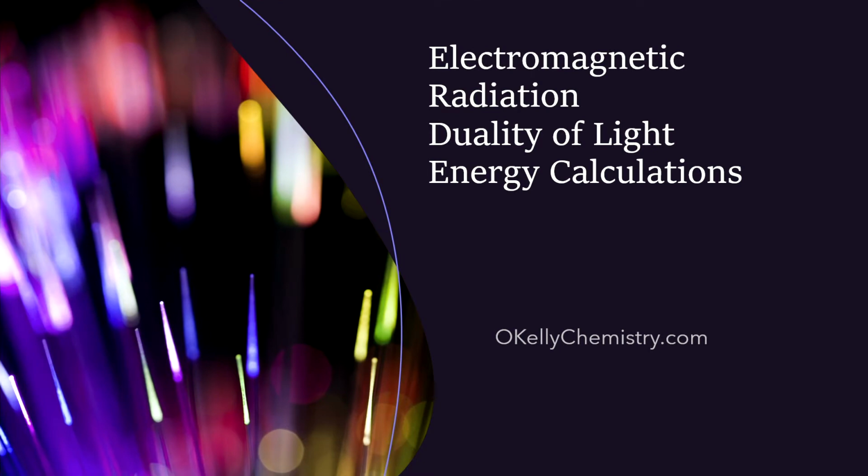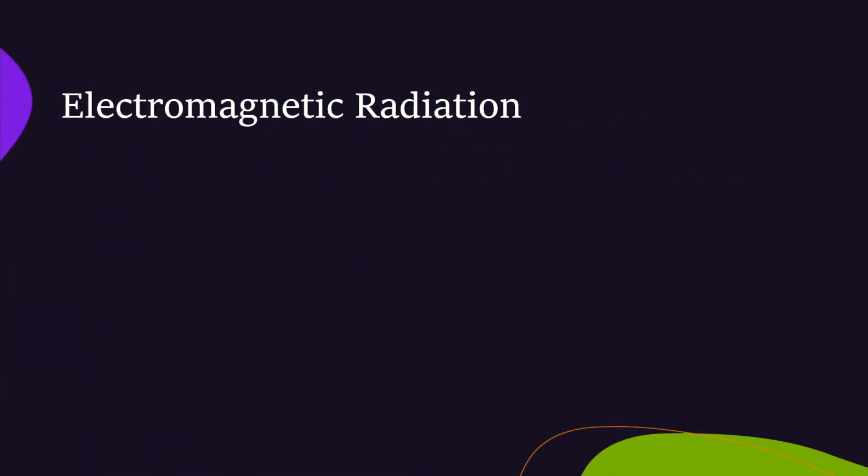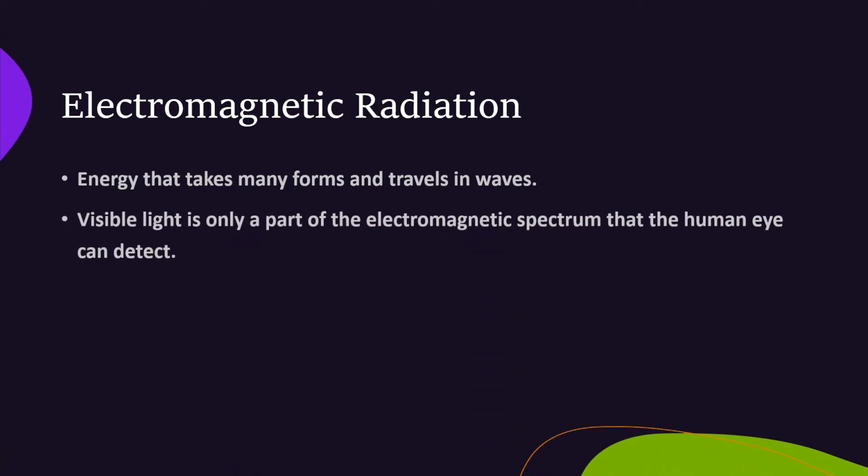So here's our agenda. We'll start off with electromagnetic radiation. So what is electromagnetic radiation? It's energy that takes many forms and it travels in waves. Now the only part of the electromagnetic radiation that humans can detect is visible light.